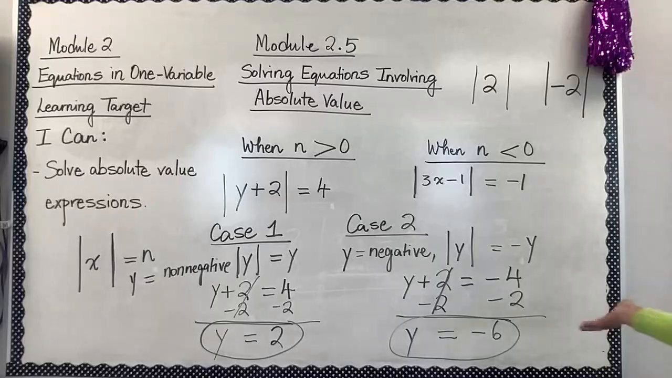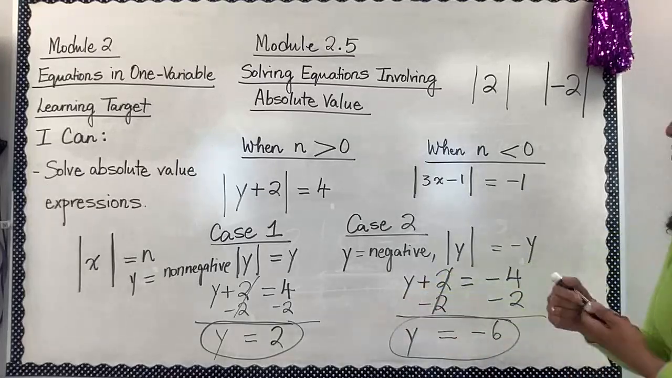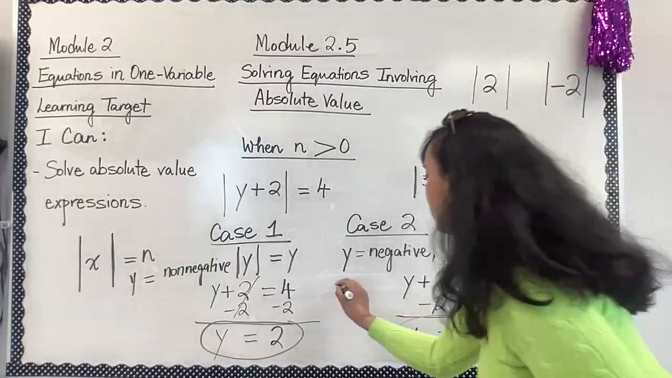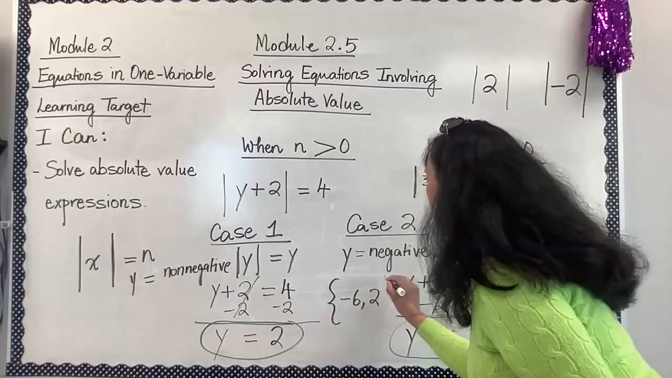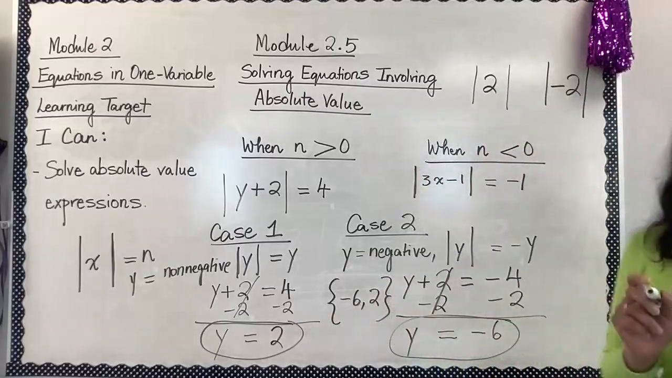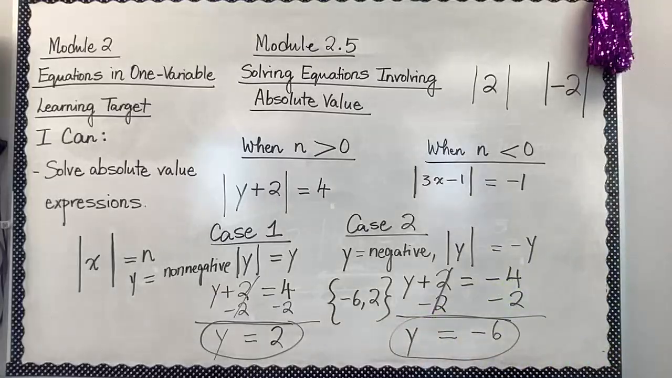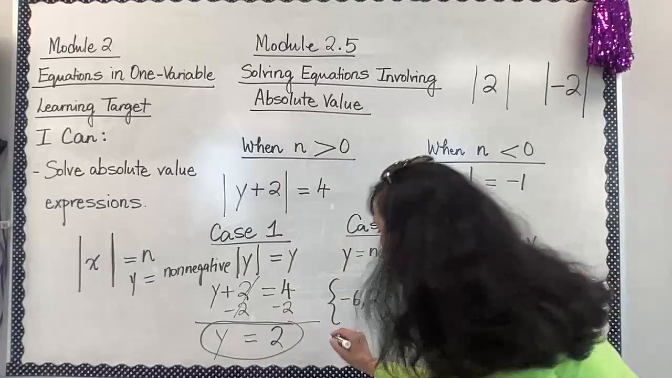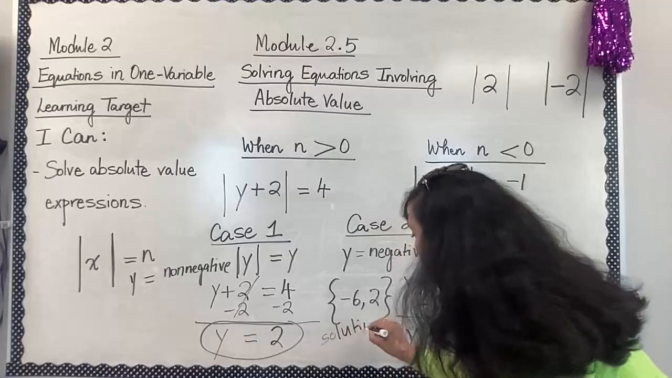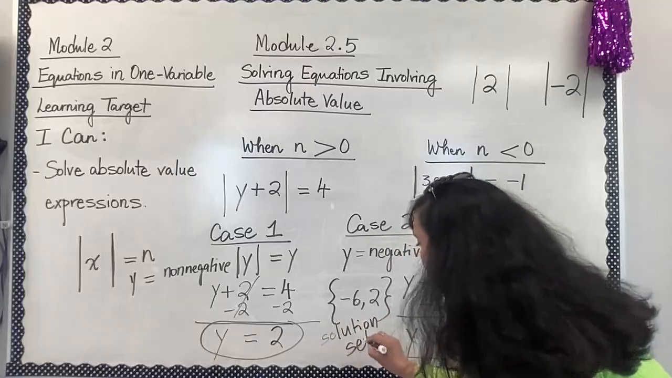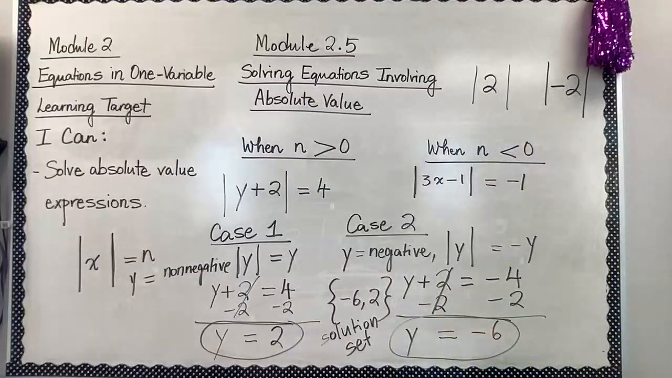So what is my solution set? I have negative 6 and I have 2. So here is my solution set. Negative 6 and 2 are solutions for this. This is my solution set. Here, I'm just going to write it down so you can see what it's called. It's called the solution set. And please remember, the set is written within these curly braces.